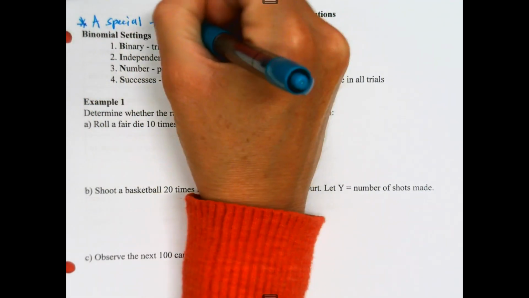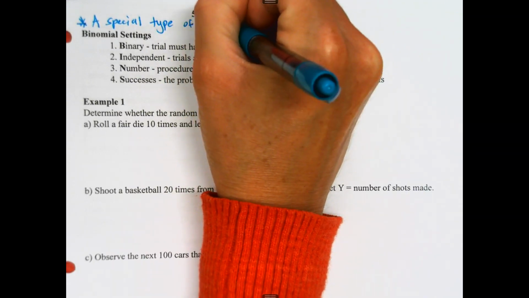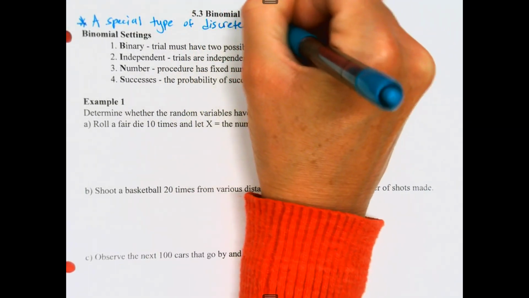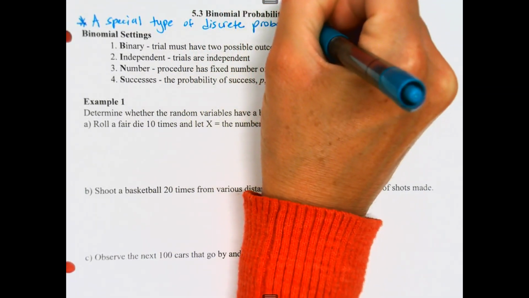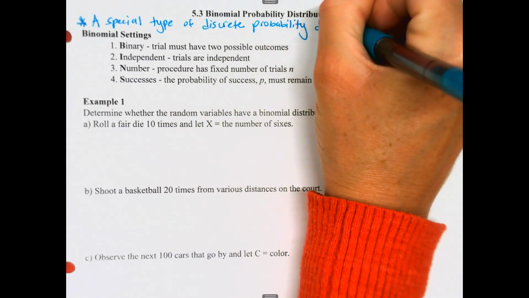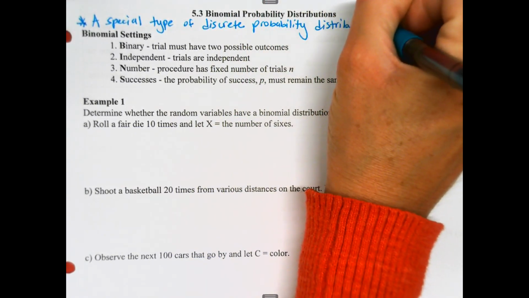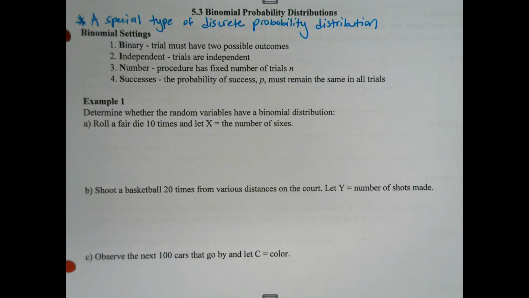You might want to make a note that it is a special type of discrete probability distribution. We will know that a probability distribution is binomial if it follows the binomial settings. There are 4 of them, and we use the acronym BINS to remind us of the 4 things that they need to fulfill.